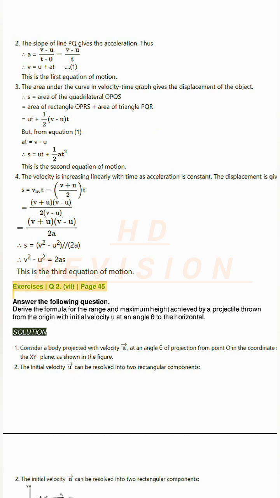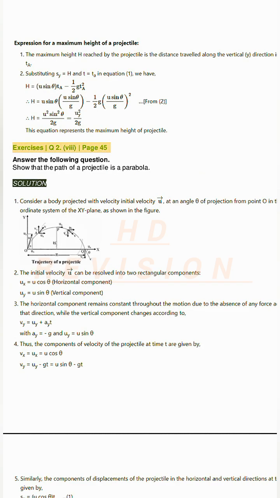Exercises Q2. Page 45. Answer the following question. Derive the formula for the range and maximum height achieved by a projectile thrown from the origin with initial velocity u at an angle theta to the horizontal. Solution. Exercises Q2. Page 45. Answer the following question. Show that the path of a projectile is a parabola.